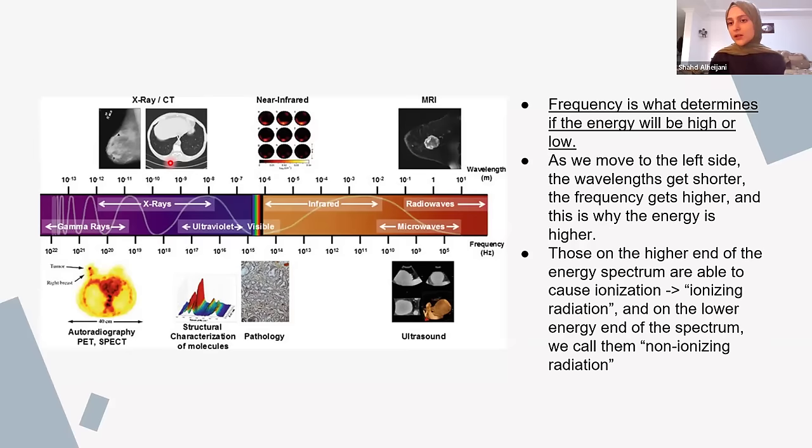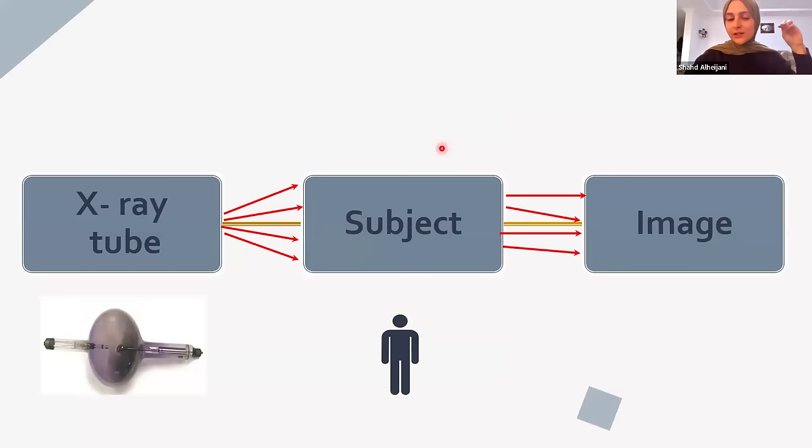Meanwhile, in MRI and ultrasound, you'll utilize other forms of radiation. For example, in MRI, it's due to the hydrogen and the spin of the protons. So this will be non-ionizing, so it would be safer compared to the ionizing radiation. So that is it about the electromagnetic spectrum.